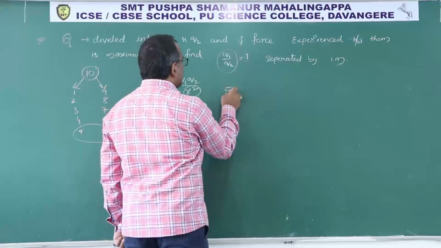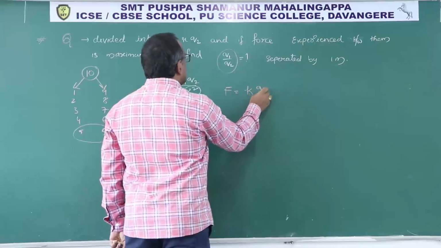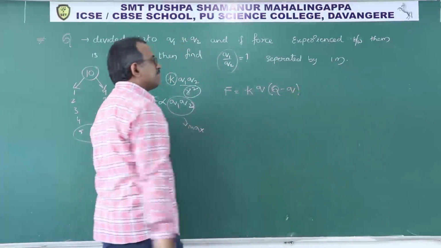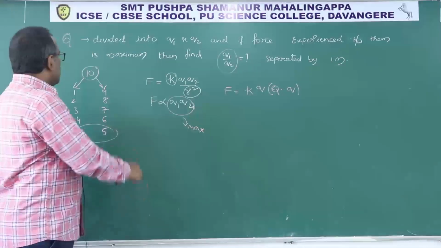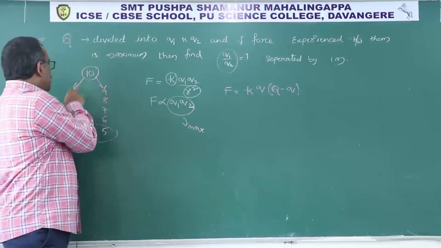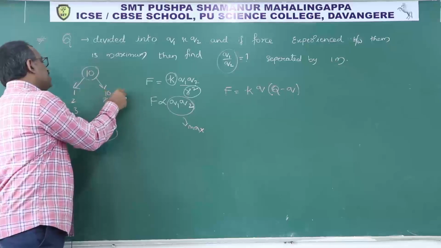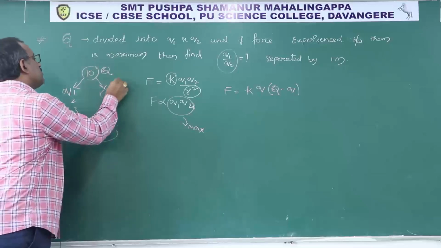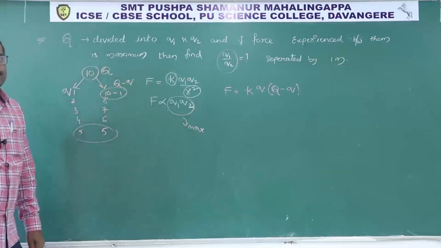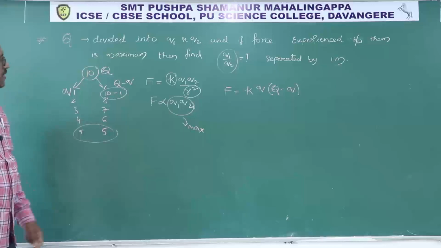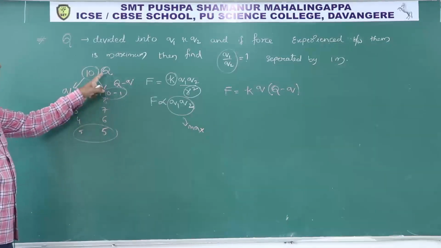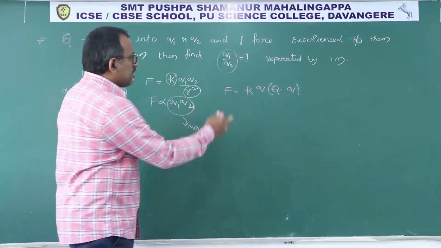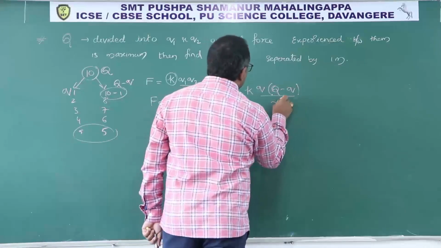What is the force? F is equal to K. One part is q, let me say. The other is Q minus q, obviously, because total charge is 10. If one is 1, then the other will be 10 minus 1. So if I say this is small q, this will be capital Q minus small q. Correct? Understood? Capital Q, one part is q, the other part will be Q minus q. So I am writing like this, divided by R square.